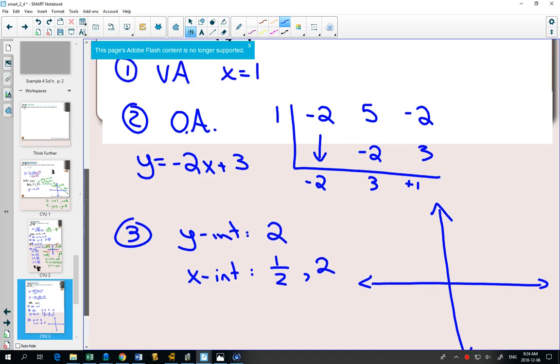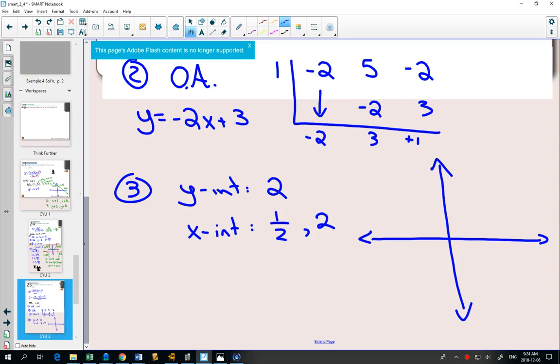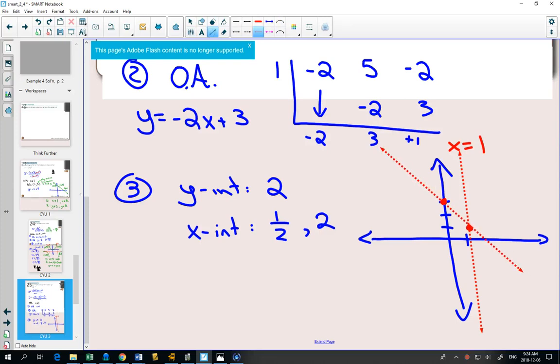We have a vertical asymptote at x equals 1. We have an oblique asymptote at -2x plus 3. So that would be 1, 2, 3. A y-intercept at 3, a slope of -2, down 2 over 1. Label it as well, -2x plus 3.